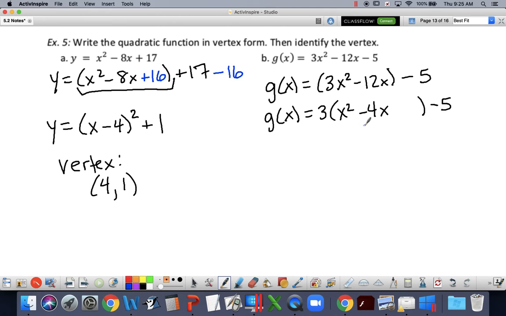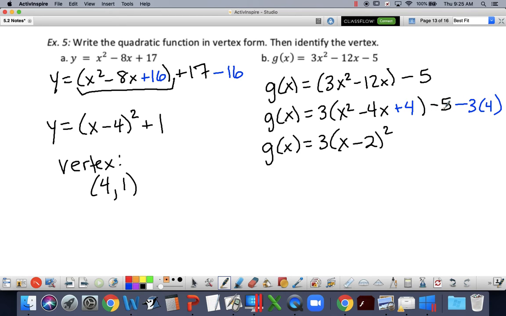So I'm going to take half of -4, which is -2, and then -2 squared is positive 4. So really what I did is I added 12 here, so I have to subtract my 12 at the end. Then I move on to my next step. I'm going to keep this 3 out front. I'm going to write what's in the parentheses as a binomial squared. And then I'm going to go ahead and combine my terms.